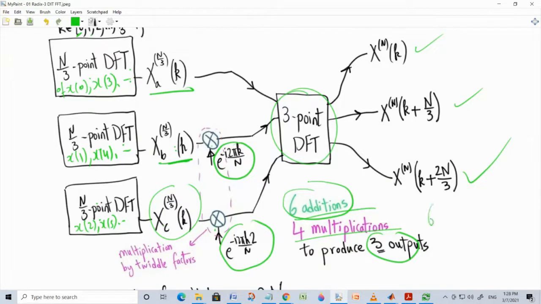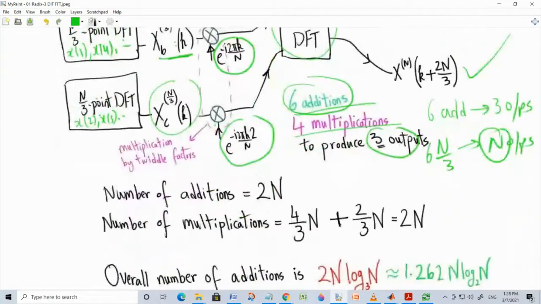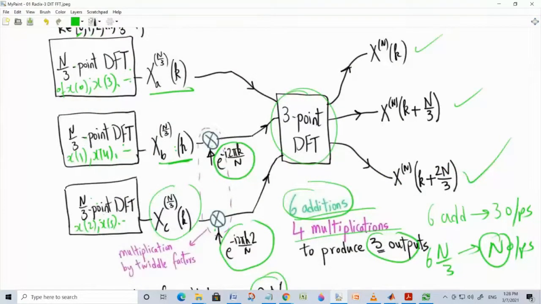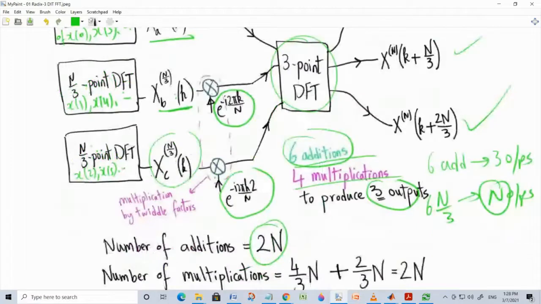So 6 additions will give you 3 outputs. So how many additions to get n outputs? Basically 6 times n over 3. So we will need 2n additions. To do this merging, we take the results from these 3 guys and combine them to produce the outputs. So here we will need to carry out 6 additions to produce 3 outputs. Then we need 6 times n over 3 additions to produce n outputs. And basically overall, this merging will require 2n additions.